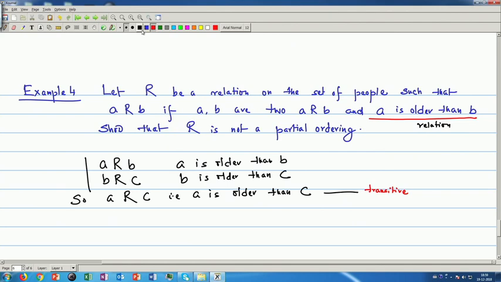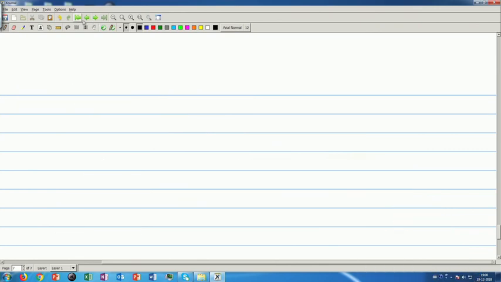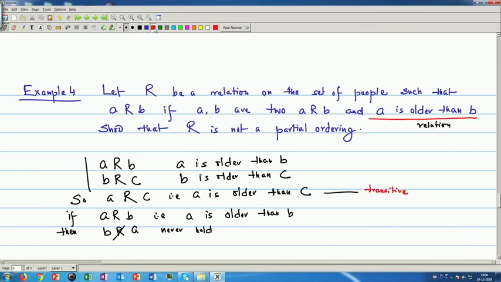What about antisymmetric? Because A is older than B, B cannot be older than A. If A R B, that is A is older than B, then B R A never holds. So, that means this is antisymmetric.